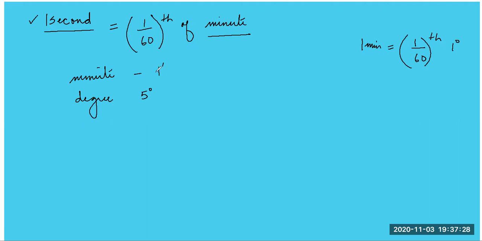This is 1 minute. So I can say 1 degree is equal to how many minutes? I can say 1 degree is equal to 60 minutes. And I will say 1 minute, I'm talking about angle, not time, is equal to 60 what? Seconds. Don't think in terms of time. I'll write 1 minute angle is equal to 60 seconds. This is how you represent it. Got it, guys?